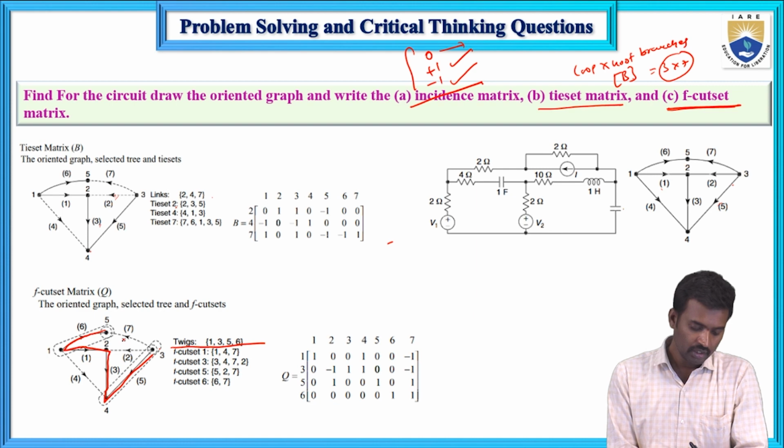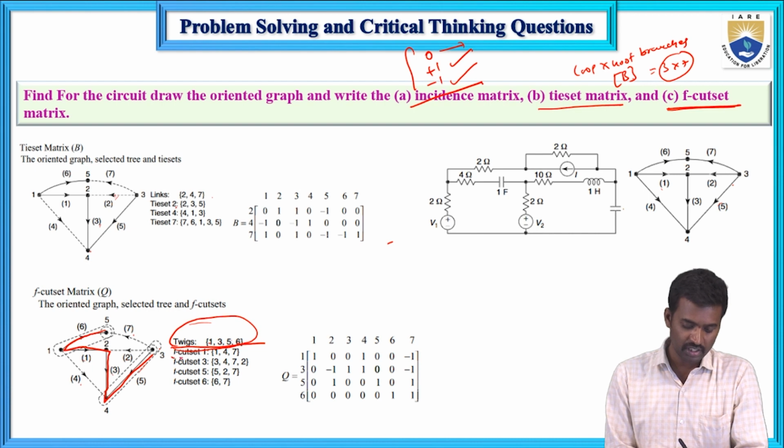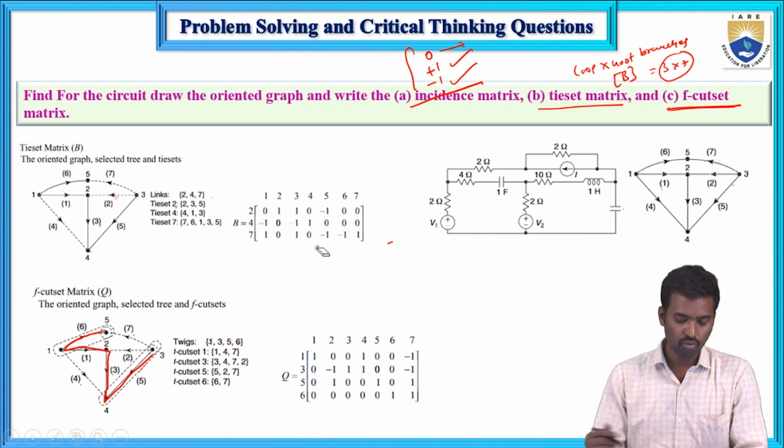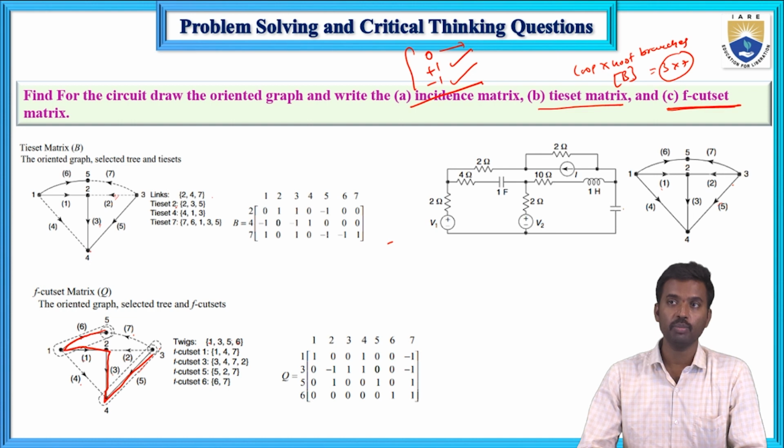So here the remaining elements, in the previous case 2, 4 and 7 we considered, but here in the F cut set matrix, twigs we consider. So 6, 1, 3, 5. So 1, 3, 5, 6 are the tree branches, so those are twigs. So for these twigs, F cut set 1, 3, 5, 6. To form an F cut set, there must be one twig, and the remaining elements are links.